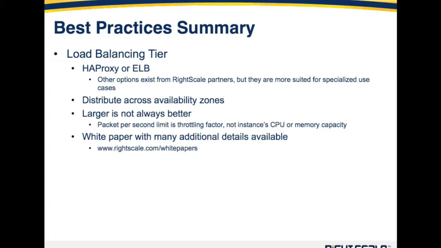Larger is not always better. With AWS, you're currently going to hit a packet per second limit as your throttling factor long before the instance's CPU or memory capacities are exhausted. So if you go with an AWS M1 large, you're not going to gain a whole lot of advantage going anything larger than that for your load balancing needs. Now, we have a white paper with many additional details available at the URL shown here.